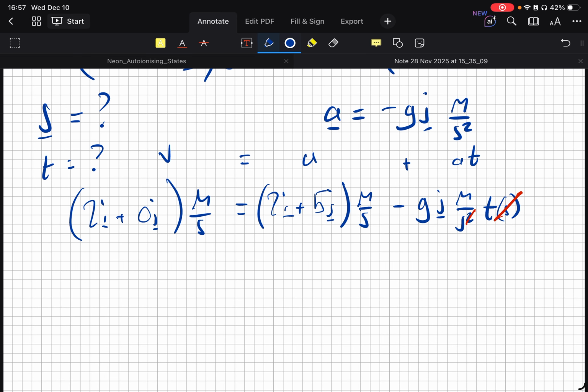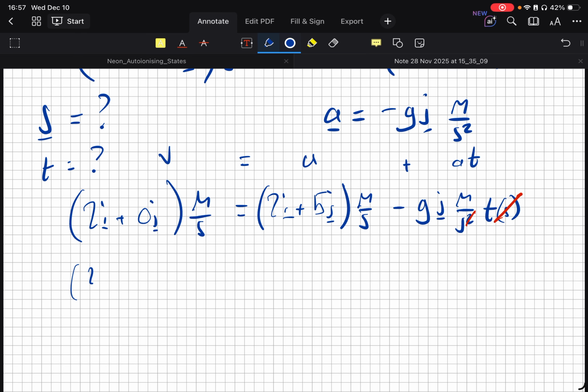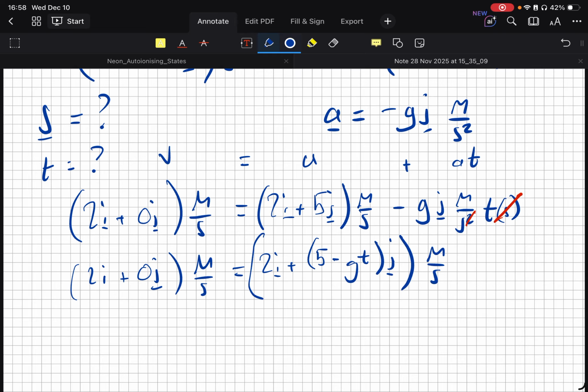So just filling this in then. We'll get 2i plus 0j meters per second equals 2i plus, and the j component here will be (5 minus g times the time) j meters per second. You could have done this with the separate components. I just wanted to show an example where we do this at the same time.